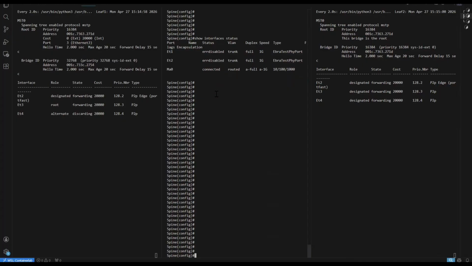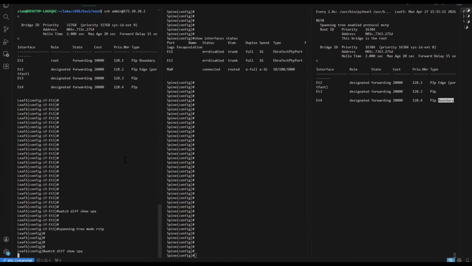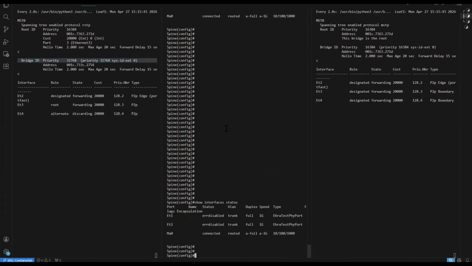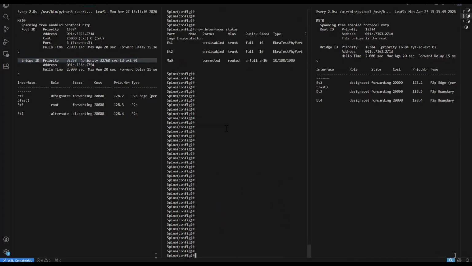Now let me do one more thing. On leaf 2, I'm going to run spanning tree mode, I'm going to say MSTP here. So let me do that. So right now, all three switches are running different STP versions. Leaf 1 is running RSTP, spine is running rapid PVST, and leaf 2 is running MSTP. But still, leaf 1, even though it is running RSTP, is recognizing leaf 2 as the root bridge, but none of them recognizes spine. And spine's Ethernet 1 and 2 are in error disabled state right now.